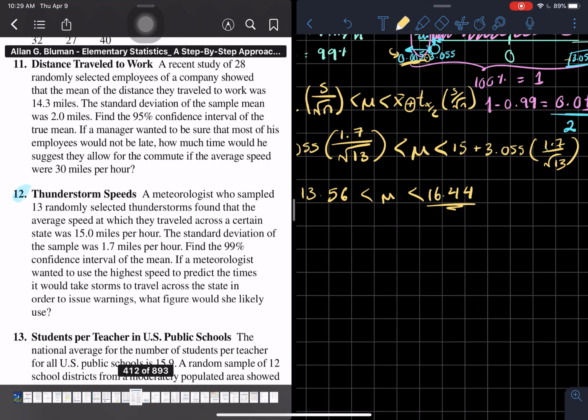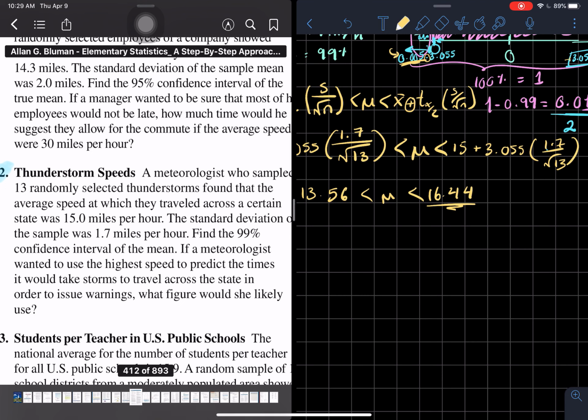Okay, so yeah, this is basically it. If she wants to issue a warning or whatever, she would use this figure, so that she can calculate the time that it would take before it would strike a city or something.